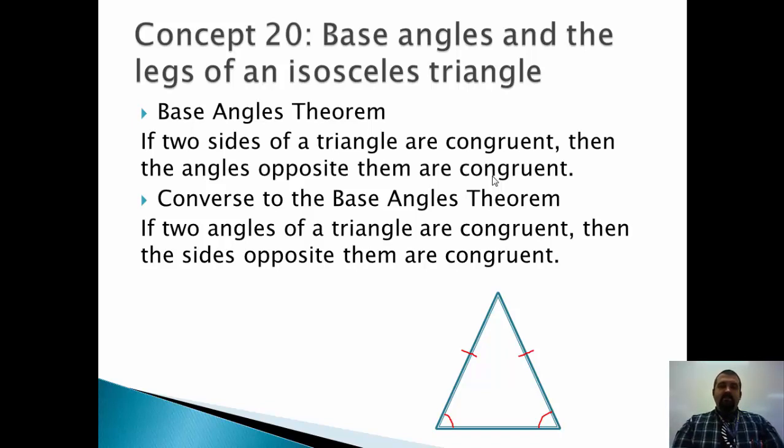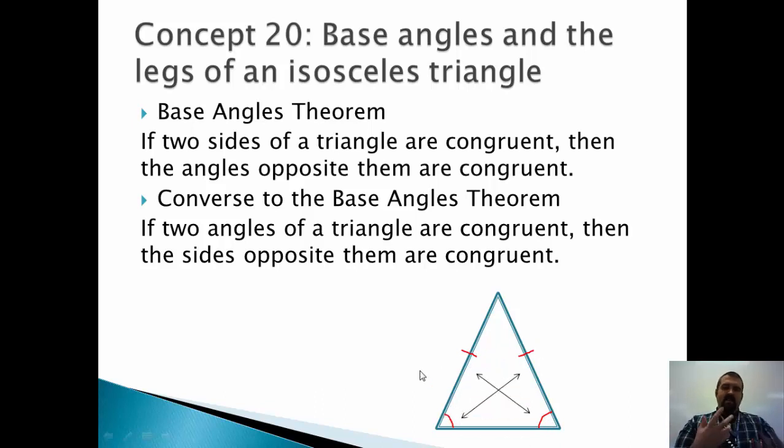Converse of the base angles theorem: if two angles of a triangle are congruent, then the sides opposite them are congruent. So if I have the base angles being congruent, the legs have to be. So if I look at this picture, if I saw these two angles being congruent, I would know that these two sides have to be, because they're opposite of those angles. This side is opposite this angle. This side is opposite this angle. Have to be congruent. If I got these two sides to be congruent, these two angles have to be congruent.